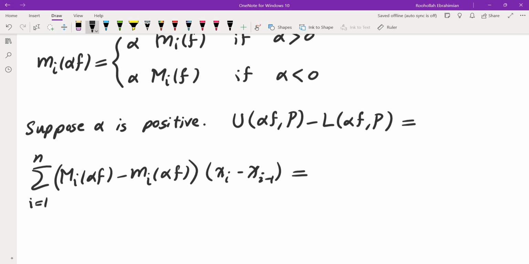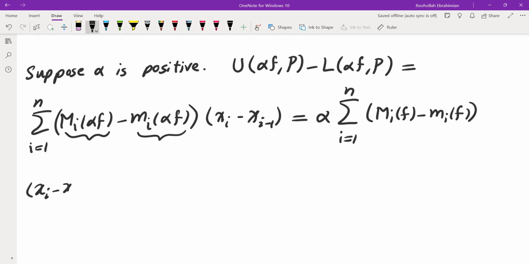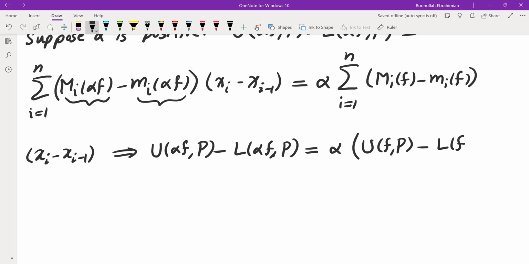Since alpha is positive, you can rewrite this as alpha times the sum of Mi of f minus lowercase mi of f, i equals 1 to n, times xi minus xi minus 1. So this means the upper sum of alpha f with respect to P minus the lower sum of alpha f with respect to P is equal to alpha times the upper sum of f with respect to P minus the lower sum of f with respect to P.